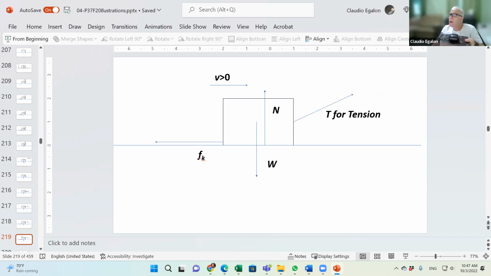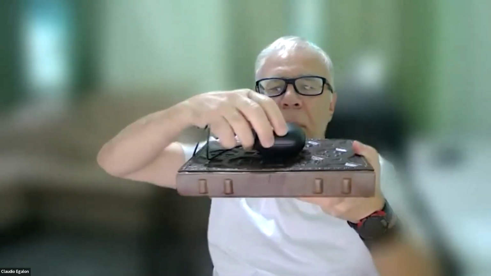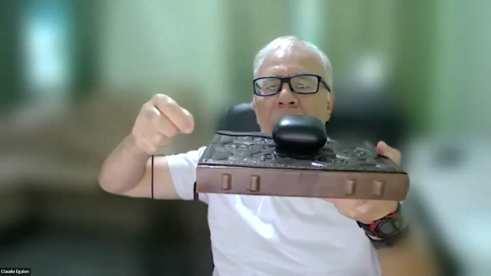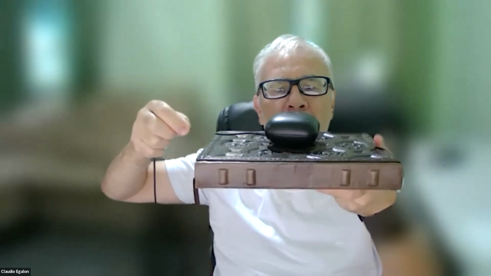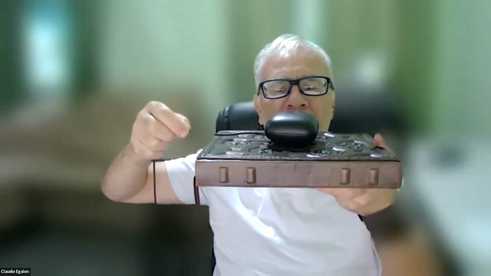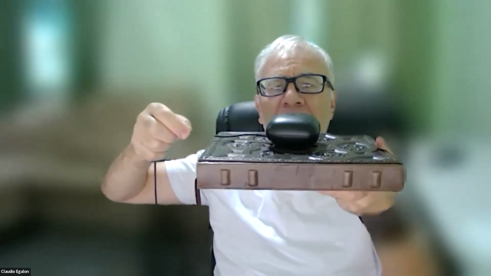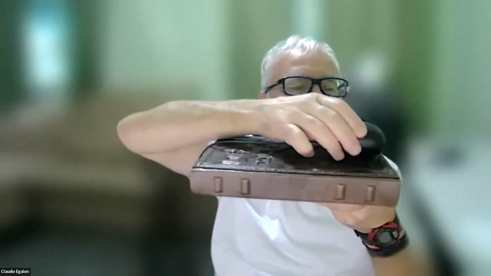Okay, here you go. Let me stop sharing for now. You can see my object here, right? And now you have a string right here. At this very moment, I'm applying tension on this object with my hand. But the object is not moving anywhere because we have a force of static friction. Net force is equal to 0.